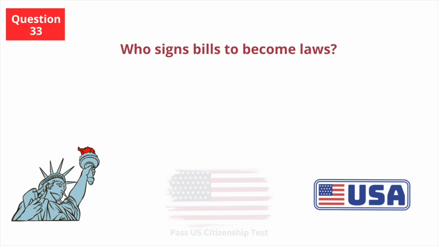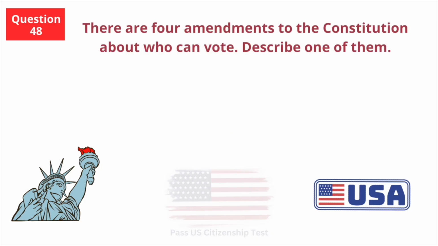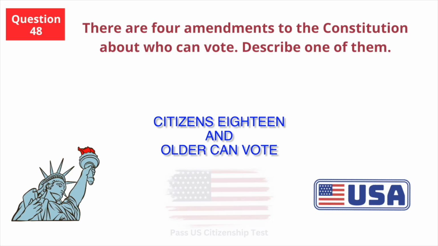Who signs bills to become laws? The President. There are 4 amendments to the Constitution about who can vote. Describe one of them. Citizens 18 and older can vote.